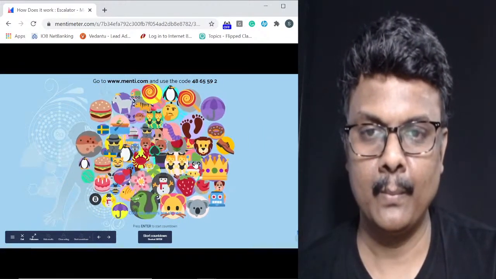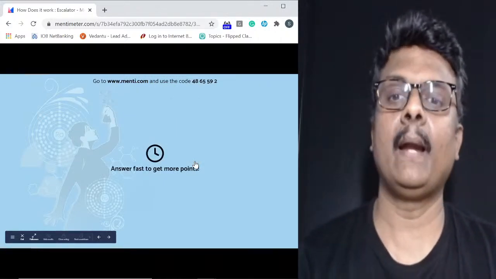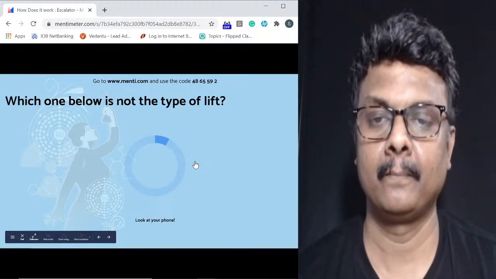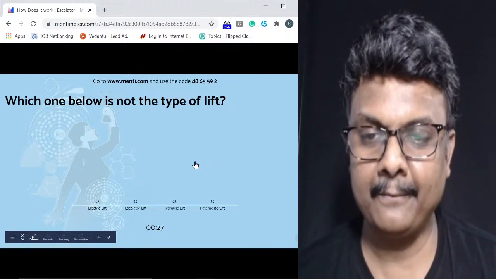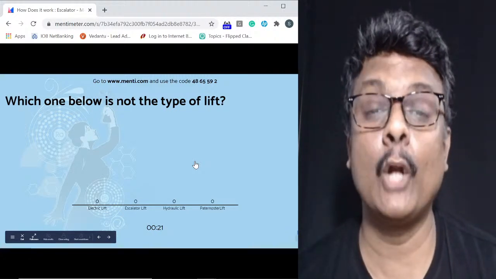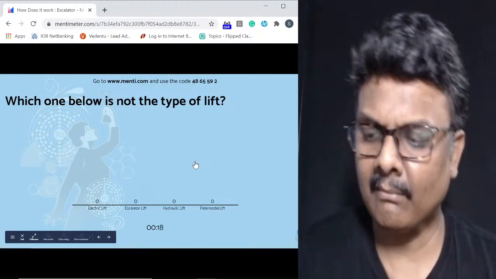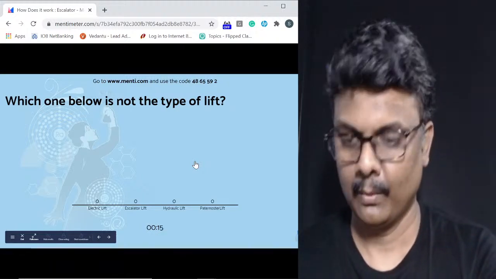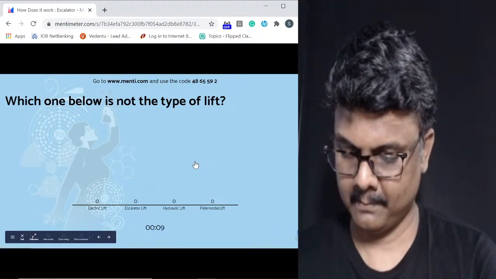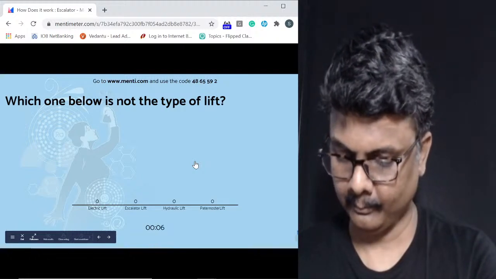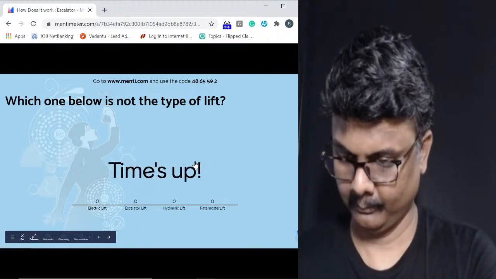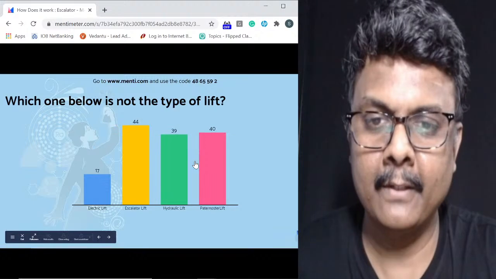Here we go. Question number 1. Which one below is not the type of lift? Electric lift, escalator lift, hydraulic lift, paternoster lift. One among this is not a type of lift.